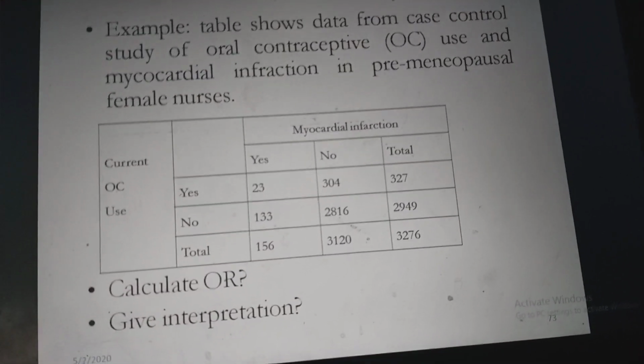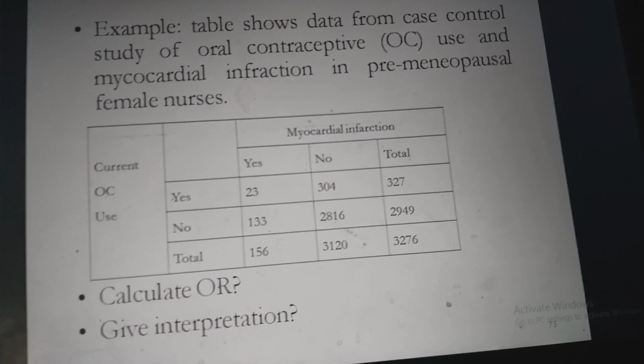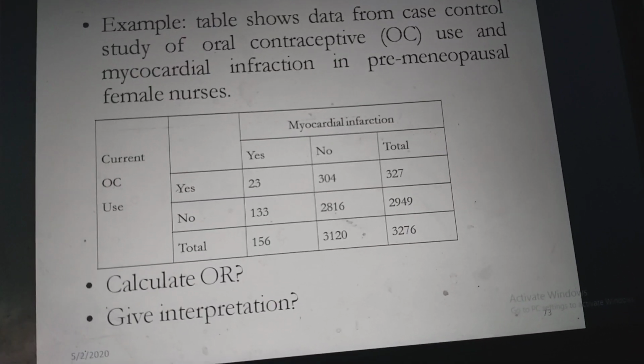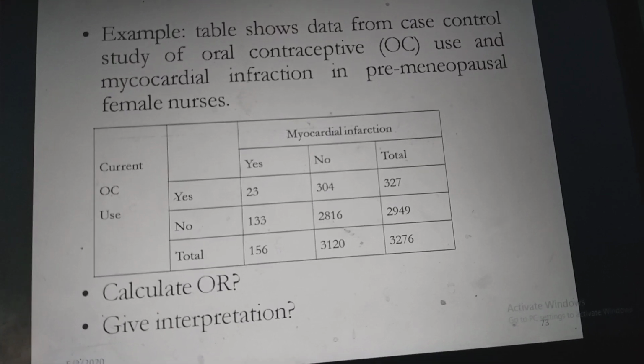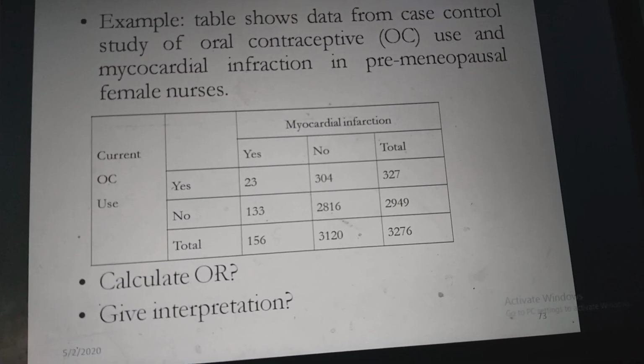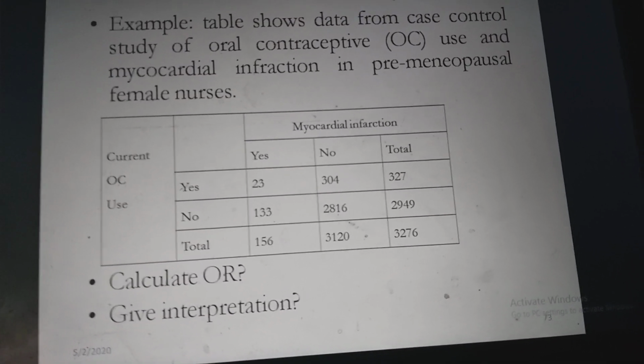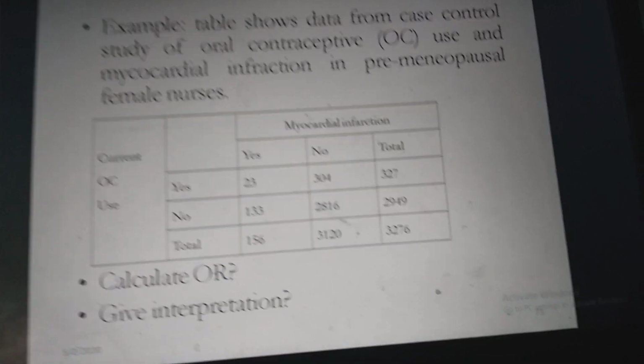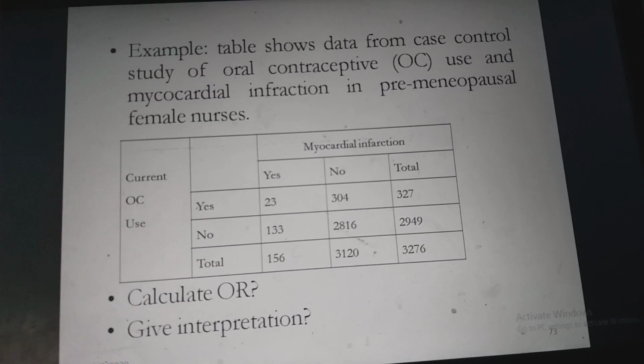A 2 by 2 table. A 23, B 304, C 133, D 2816. So how can you calculate the odds ratio? That means A times D divided by B times C. So calculate it and interpret. Let me wait for you for 1 minute.